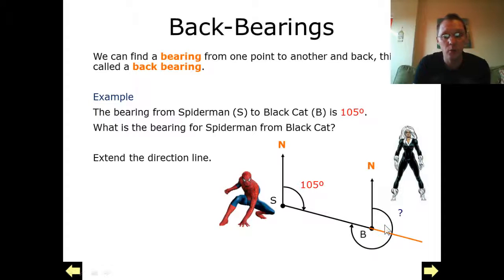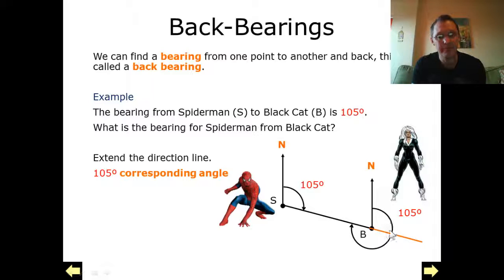What I'm going to do first of all, our line of travel or our line of direction, we are going to extend this out. Now, this is to break up the angle that we have here and to make it a lot easier to calculate. Because, first of all, this angle here at the top has got to be 105 degrees because of our corresponding angle, or some of you may know it as our F angle.